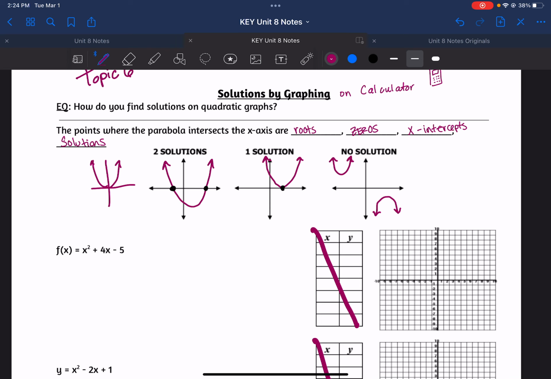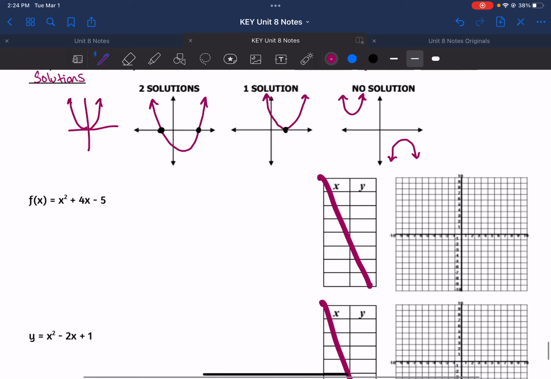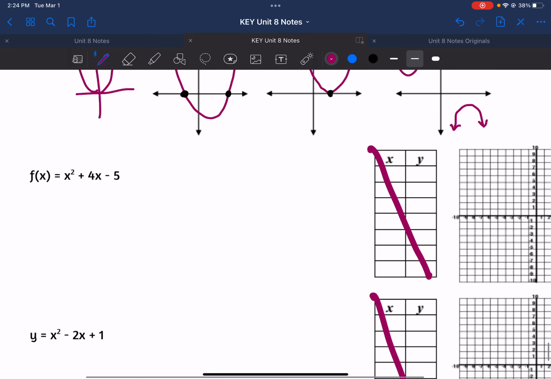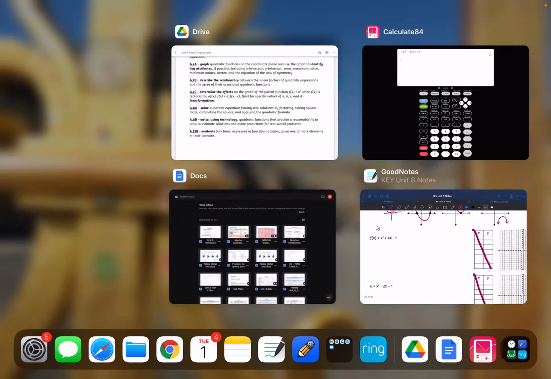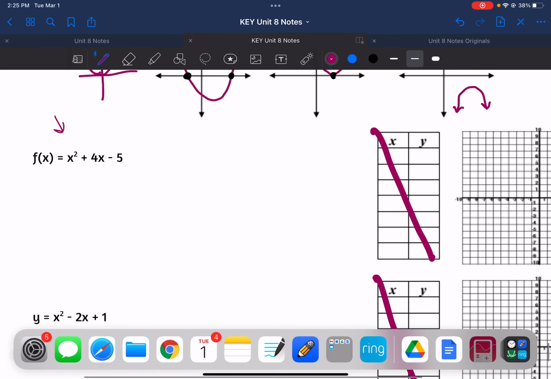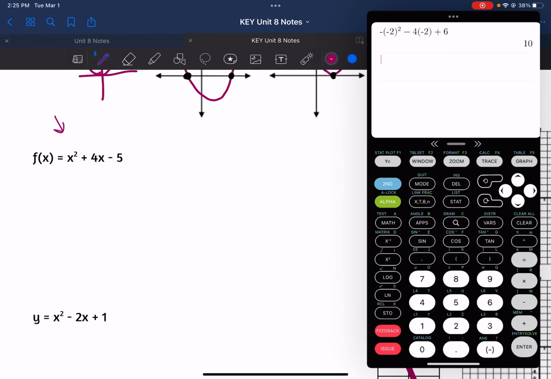Here's how you use the calculator, okay? So we're going to plug it in. Let's take this one, for instance, right here. I'm going to pull my calculator up. Here we go. All right, cool. Let's go and get started.